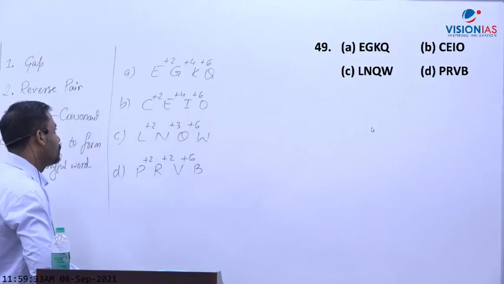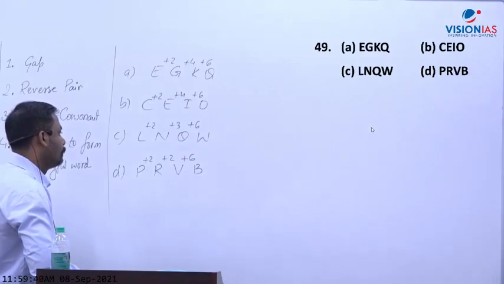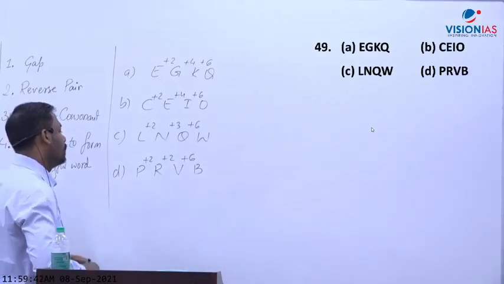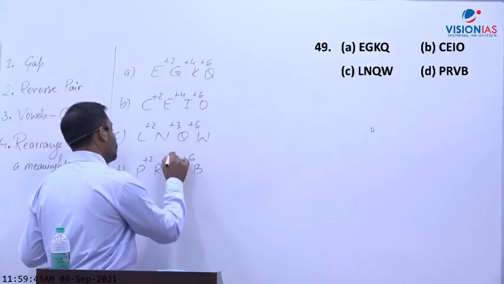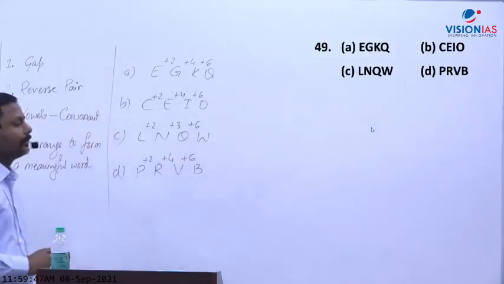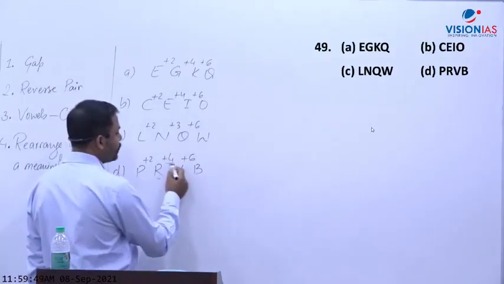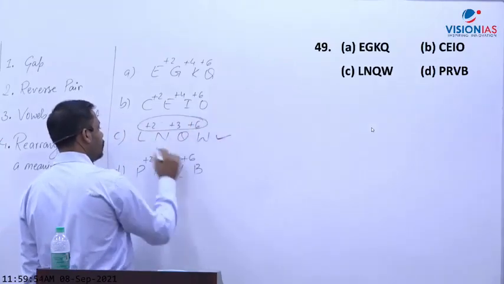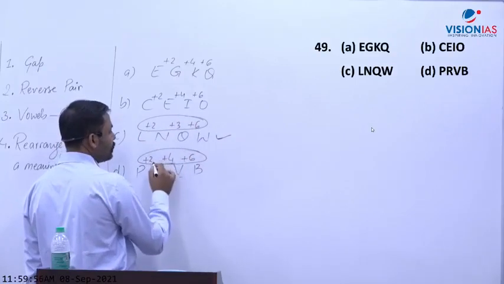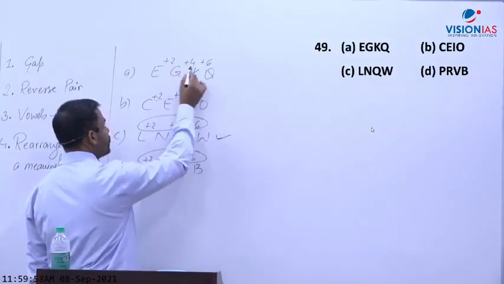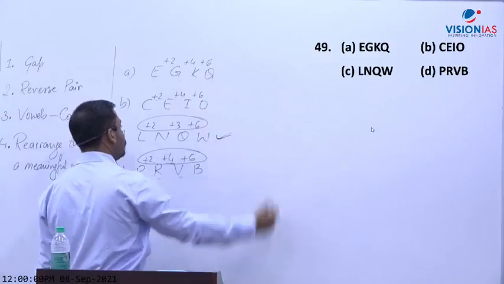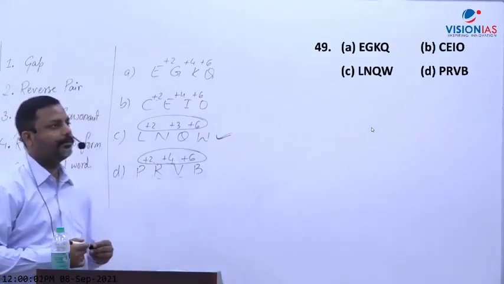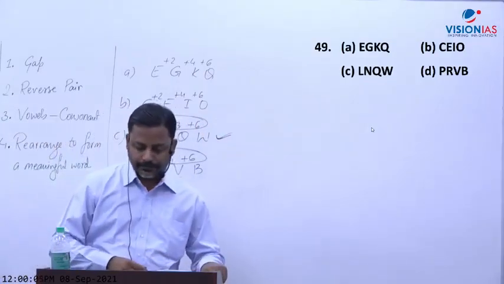So what else can be checked over here? Rather, okay, it is 2, 4 and 6. The difference between R and V is 4, not 2. So here the answer is this one. In the rest of the options we are getting the difference of 2, 4, 6, 2, 4, 6, 2, 4, 6 over here. But here it is only 2, 2 and 6.